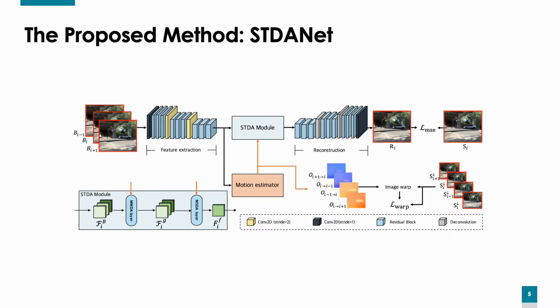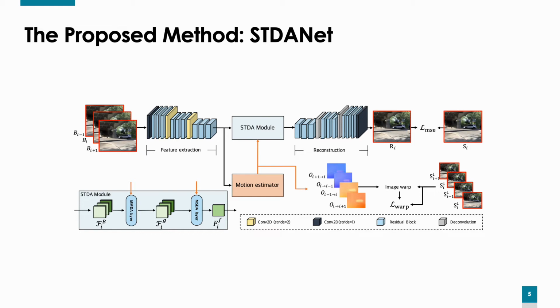To address this problem, we propose Spatio-Temporal Deformable Attention Network, STDA-NET, which extracts the information of sharp pixels by considering the pixel-wise blur levels of the video frames. Specifically, STDA-NET is based on an encoder-decoder network combined with motion estimator and spatio-temporal deformable attention, STDA, module.